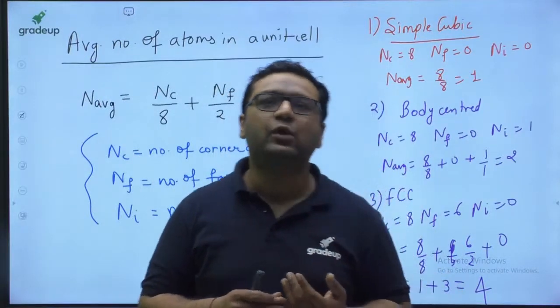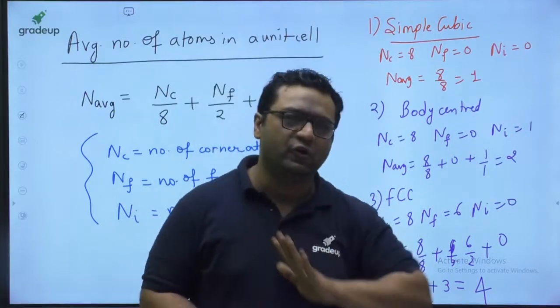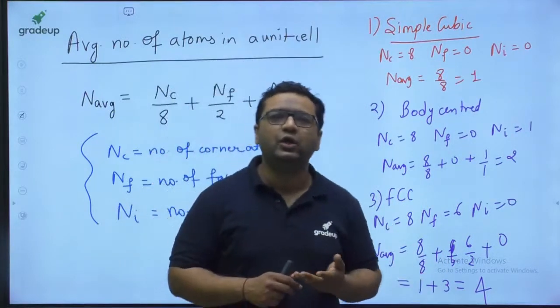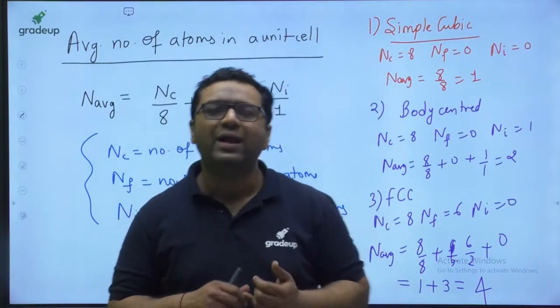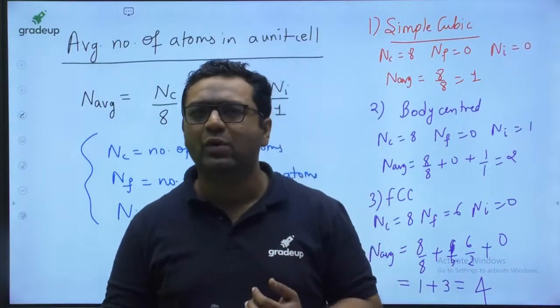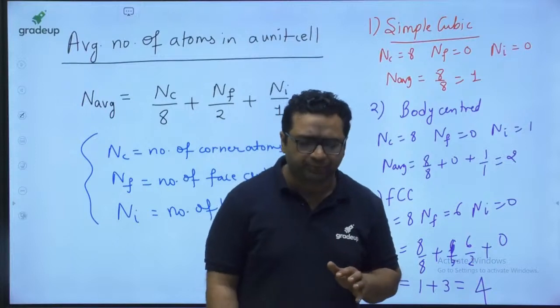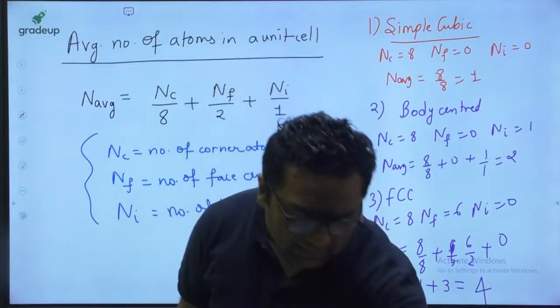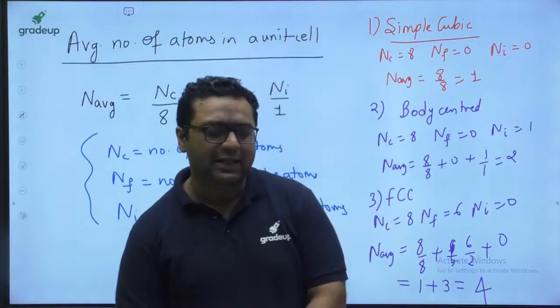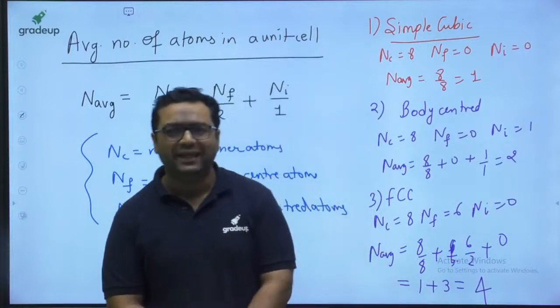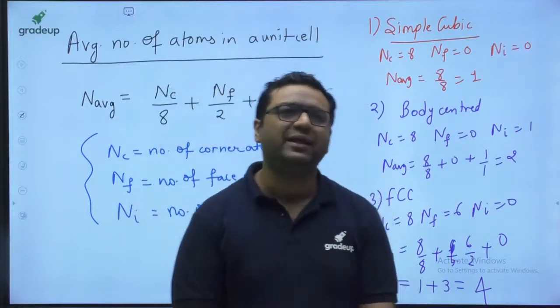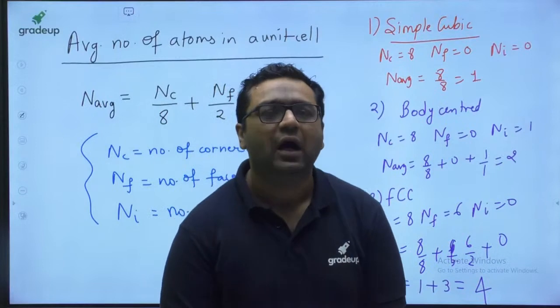That's why I am calculating each and everything in front of you guys. So we have done 2 characteristics today. One is we have seen about A to R ratio. Second, we have seen about average number of atoms in a unit cell.